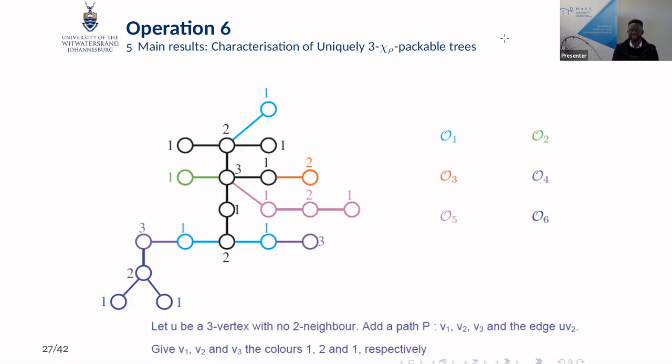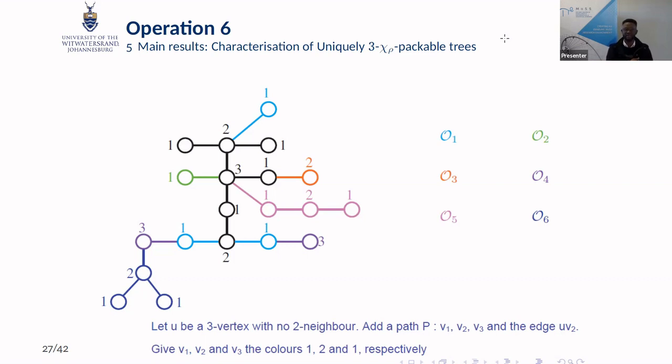So at each stage, when you are growing your trees, you must pause and check, is there a different way I can color this? If there's a different way you can do it, then it means that the coloring is no longer unique, because we want the unique one. Because you are working with unique ones. So operation six, which we also established, says if you have a three vertex that doesn't have a two neighbor, then we can attach a path to that three vertex in the order that we have described, and we are going to give it colors 1, 2, 1.